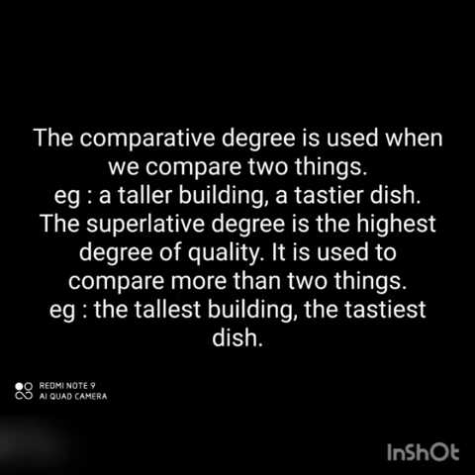The comparative degree is used when we compare two things. Example, a taller building, a tastier dish. The superlative degree is the highest degree of quality. It is used to compare more than two things. Example, the tallest building, the tastiest dish.